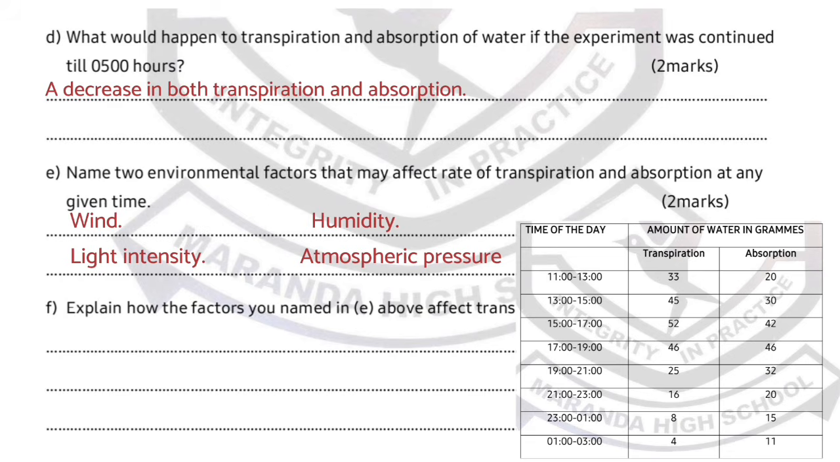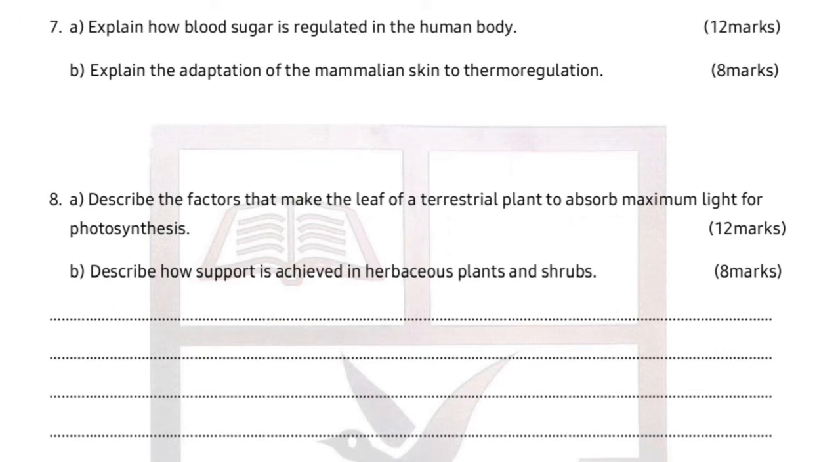Now, moving on to our essay questions. So as usual, we have two essay questions. The first essay question is divided into two. The first one is based on blood sugar regulation. So that is 12 marks. Part B, adaptations of the mammalian skin to thermoregulation. Those are 8 marks.